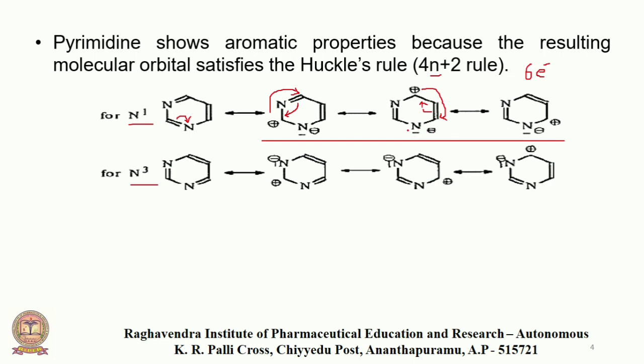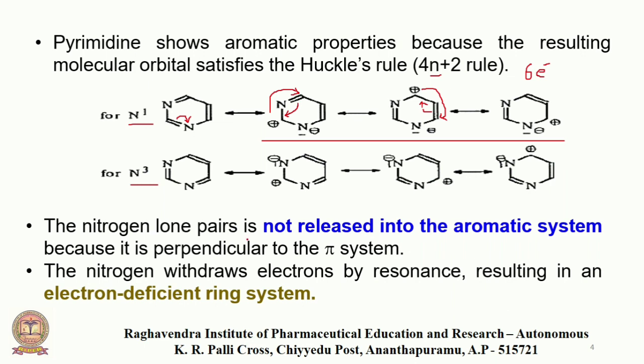So the nitrogen is getting the negative charge; the negative charge containing nitrogen is more stable. Similarly, we can see the formation of N3 resonance structures. The nitrogen lone pair is not released into the aromatic system. The lone pair of electrons are not involved in the aromaticity, the delocalization of the electrons, because it is perpendicular to the pi system. As we discussed, the sp2 orbitals and unhybridized p orbitals are perpendicular to each other.